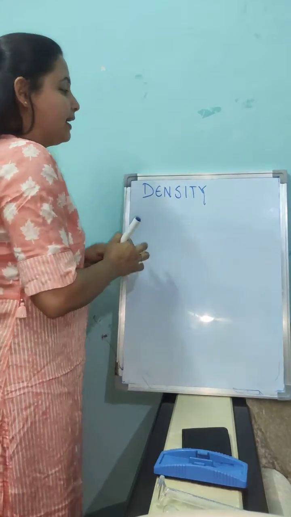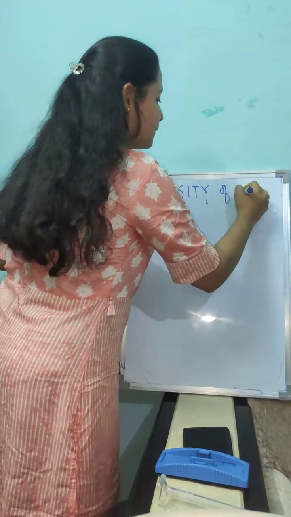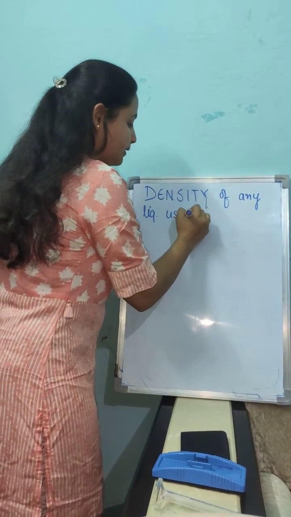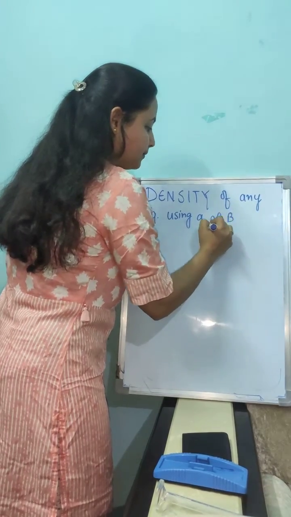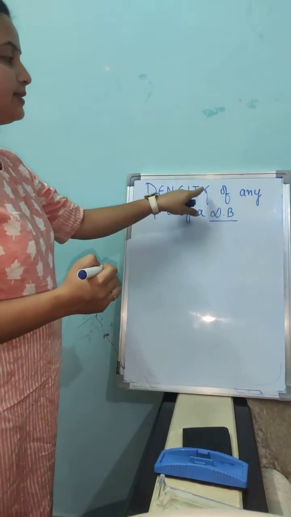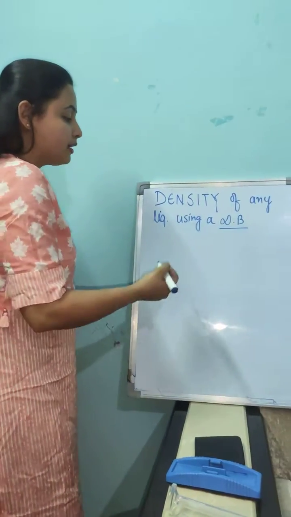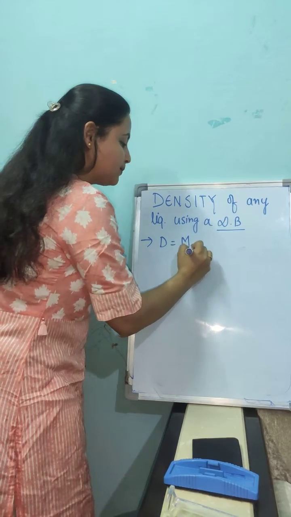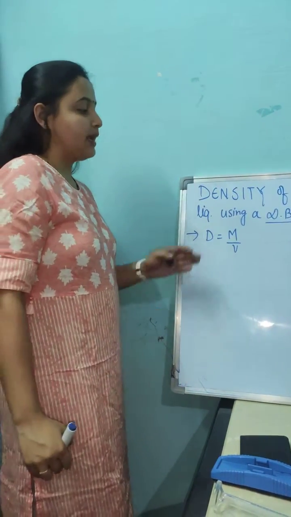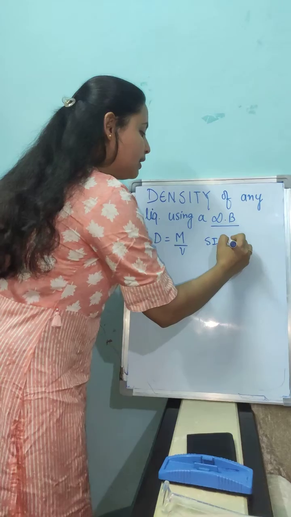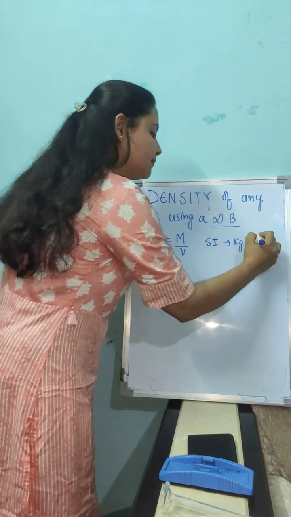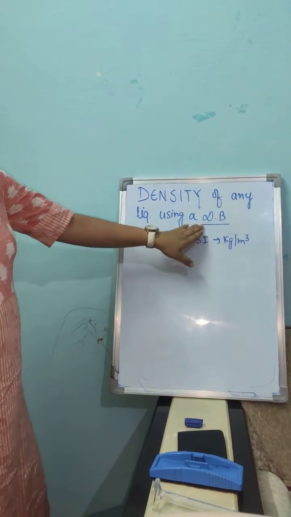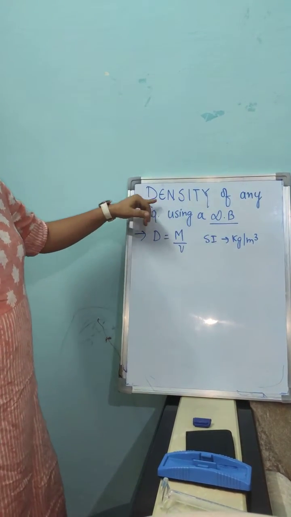So we will determine the density of any liquid using a density bottle. Children, I think we all know what density is. Density is defined as mass per unit volume of any substance, and its SI unit is kilogram per meter cube, right? Now we have to use this equipment, the density bottle, and determine the density.